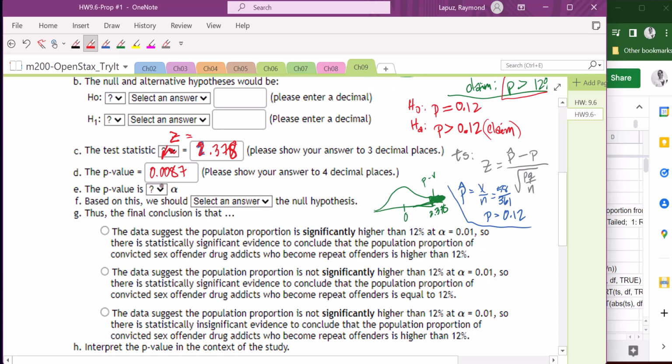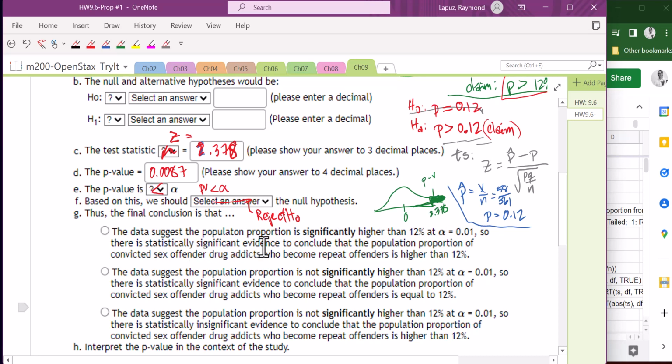Now clearly our p-value is less than alpha, so PV less than alpha. And so because of that, we will reject the null hypothesis. We're going to reject the null hypothesis. Now, since we rejected the null hypothesis, we should be able to support the claim that the proportion is in fact going to be bigger than 12%. So the data suggests that the proportion is significantly higher than 12% at a 0.01 significance level.